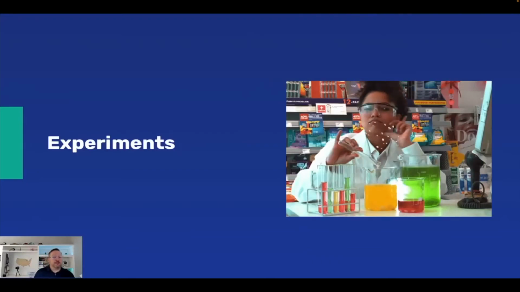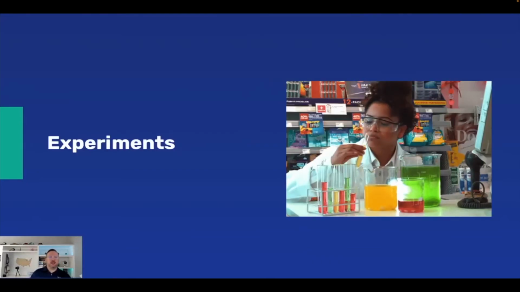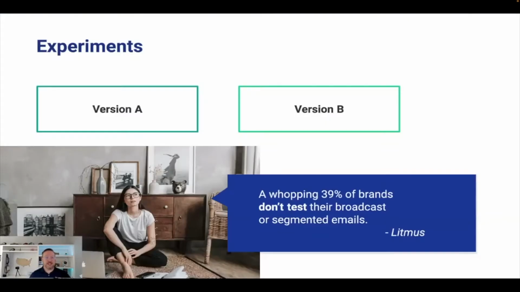Make sure to test your emails. Run experiments or split tests. A split test is when you take one version of an email and you test it against another version of an email. Let's say you're going to do a subject line test. What you can do is take one email, make a copy of your email, create a different subject line, and send your email to 10% of your list, the first version. The second version goes to another 10% of your list, version A, version B.